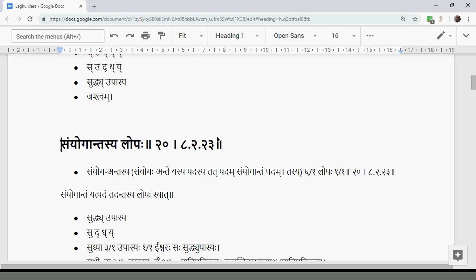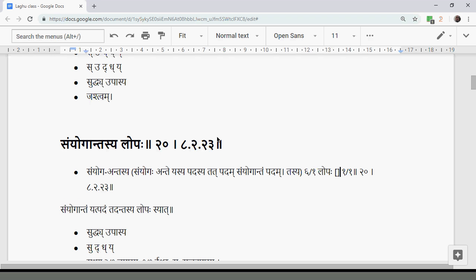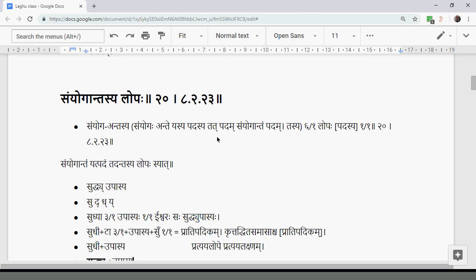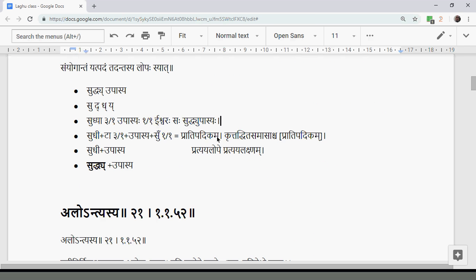There is an anuvritti of padasya here. If you look up the sutra, you will see there is a padasya anuvritti here. Padasya. And what this tadantasya is called, padantasya lopasya. Tadantasya is called padasya antasya. Tat is this padam. Yat padam, tat padam. Tasya antasya. So how did you get that?